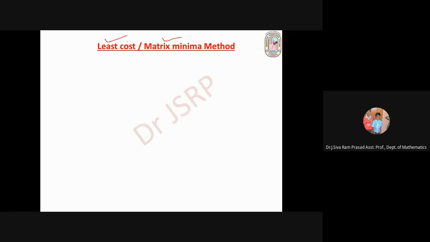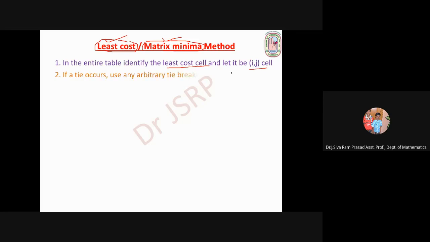In the title, it is least cost or matrix minima. So that means in the entire table we identify the cell with the least cost. Suppose it is the (i, j) cell, that is origin i, destination j, row i, column j. This is the least cost cell in the entire table. Suppose there is a tie for the least cost, you can take any one arbitrarily. There is no rule to break the tie.